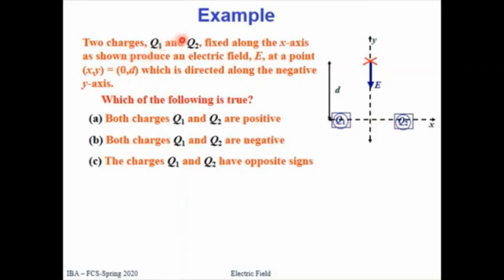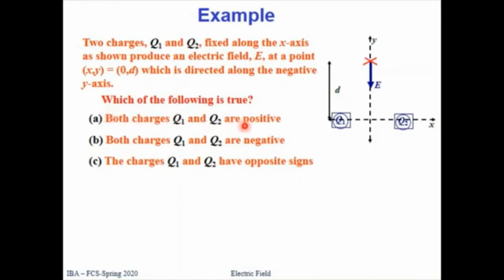Two charges Q1 and Q2 fixed along the x-axis as shown produce an electric field E at point D. That means this is the point D, which is directed along the negative y-axis. Therefore, which of the following is true? Both charges Q1 and Q2 are positive. Both charges Q1 and Q2 are negative. The charges Q1 and Q2 have opposite sign. Let's see one by one.